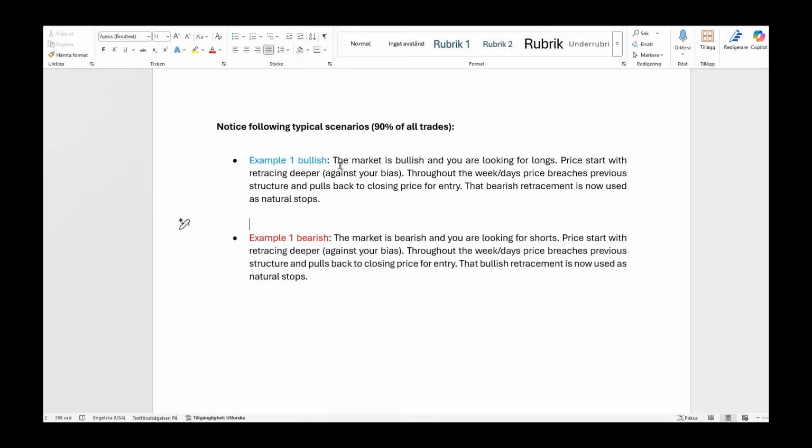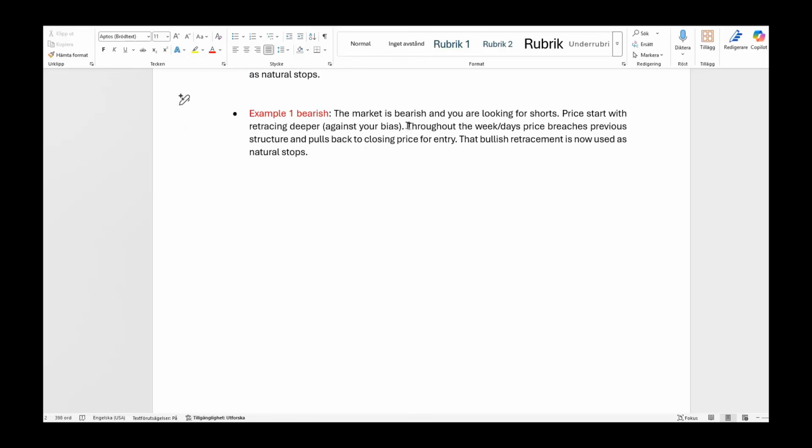Let's see here. I think I have a bearish move. Let's go to the bearish example, obviously the opposite for bullish. So the market is bearish. The trend is down on monthly, weekly, depending on your trading style. You guys all know what that means, and you are looking for shorts, obviously. So far so good. Price starts with retracing deeper against your bias, so your bias is short, bearish.